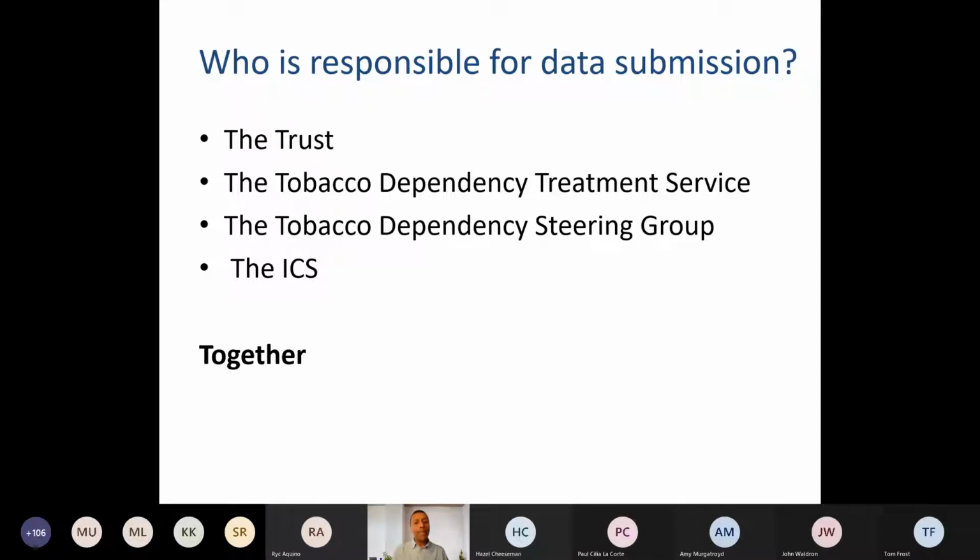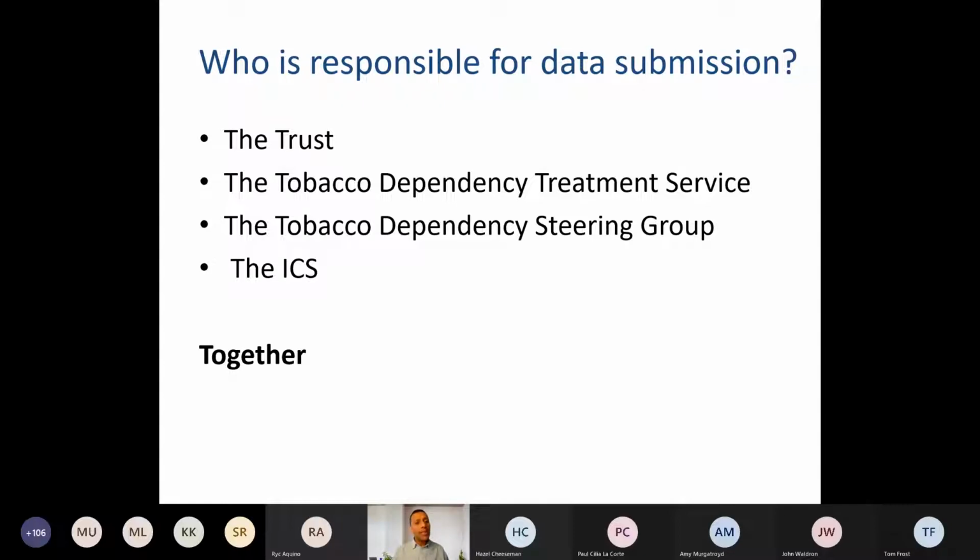And that steering group should be playing a role in this, looking at data submission and working out when it's going to start, who's going to do it, how is it going to happen, how are you going to troubleshoot, etc. And then finally, the ICS are also going to be responsible for data submission, because if we don't collect any data centrally from a given organisation, we're going to be asking the ICS why not. So they have an active role in this too.